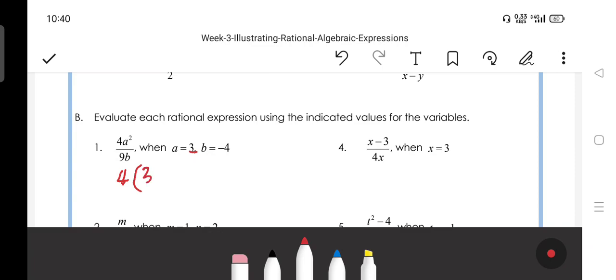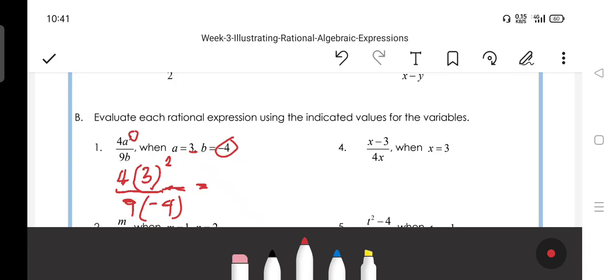So we have 3, and then take note that we still have squared. So squared over 9 times our b is negative 4. So we have here negative 4. You have to remember that we should always be careful when dealing with negative numbers. Okay? So let's simplify this further.